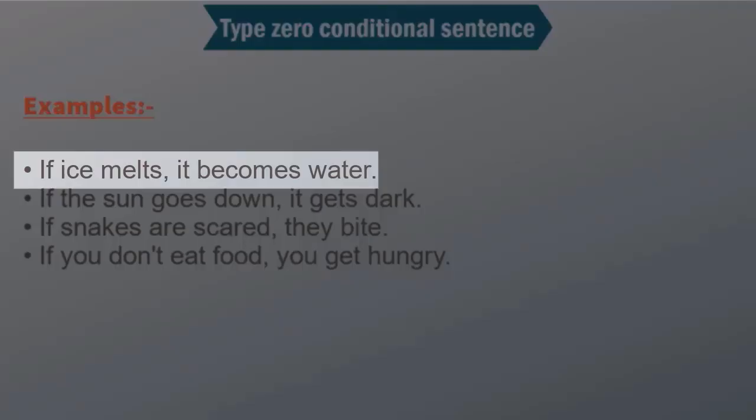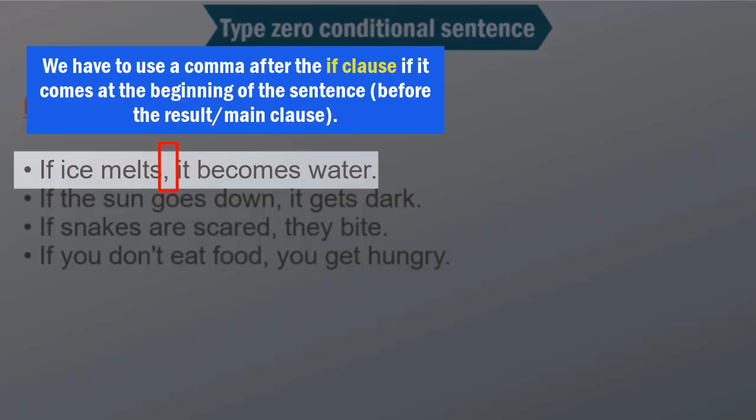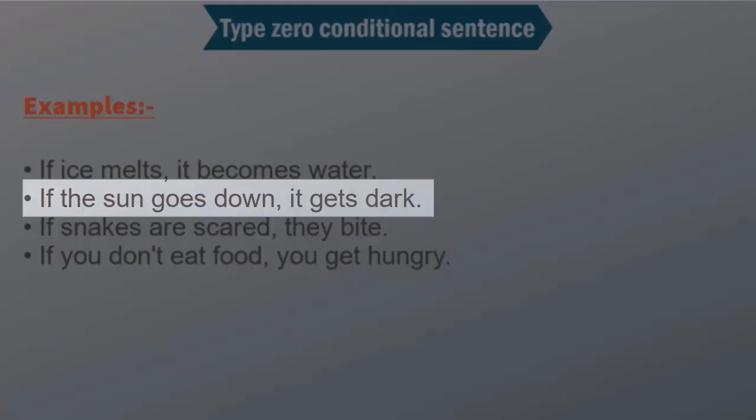Example number one, if ice melts, it becomes water. If clause, the condition, if this happens, if ice melts. This is a present simple tense. It becomes water, that is also a present simple tense. First, the condition, if ice melts; it becomes water, that is the outcome, that is the result. And it's always going to happen. Whether it's you or me or somebody else, it is always going to happen. It's true for everybody.